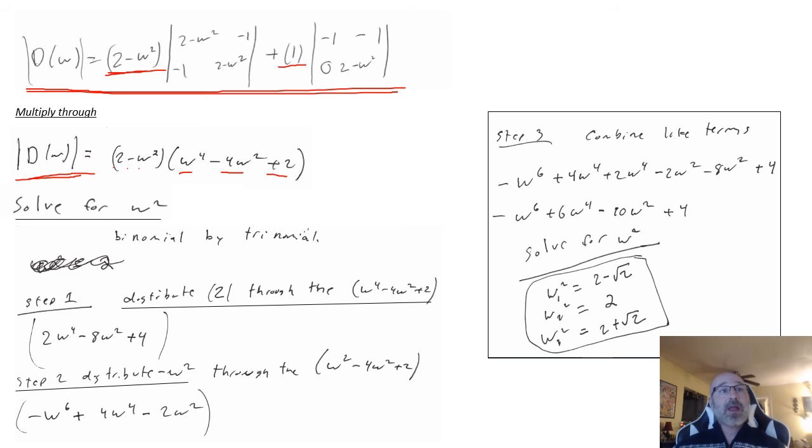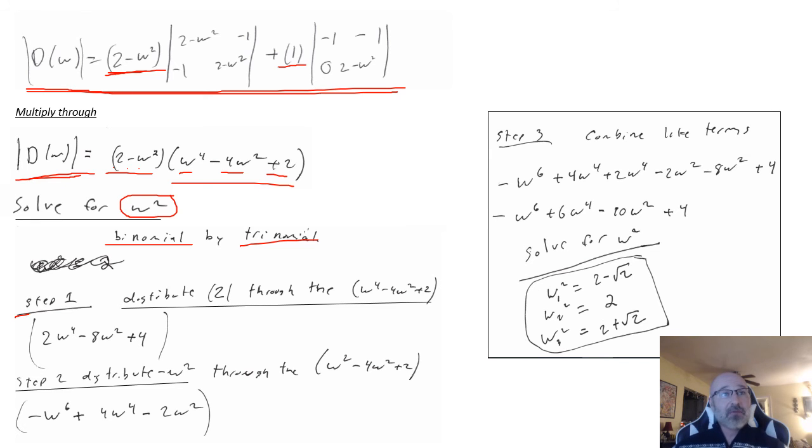What we really want now is to solve this for omega squared. So if we want omega squared out of this, there's a couple different things we can do. First thing we need to do is multiply this by this here, which is a binomial by a trinomial. So there's a couple different ways you can do this. Plug this in a numeric solver. I'm going to show you a quick step to do it by hand.